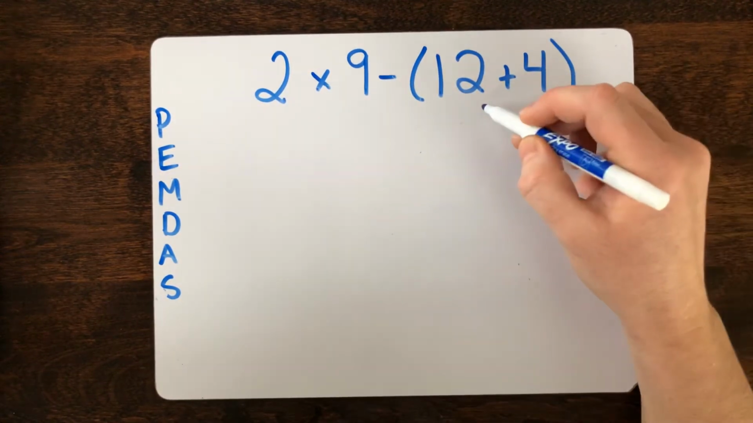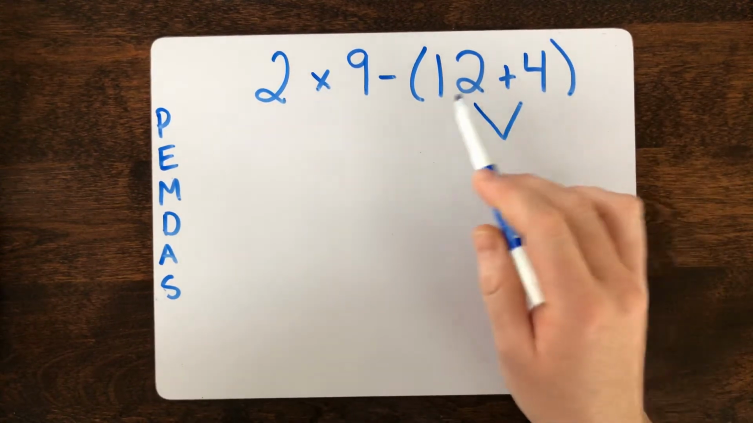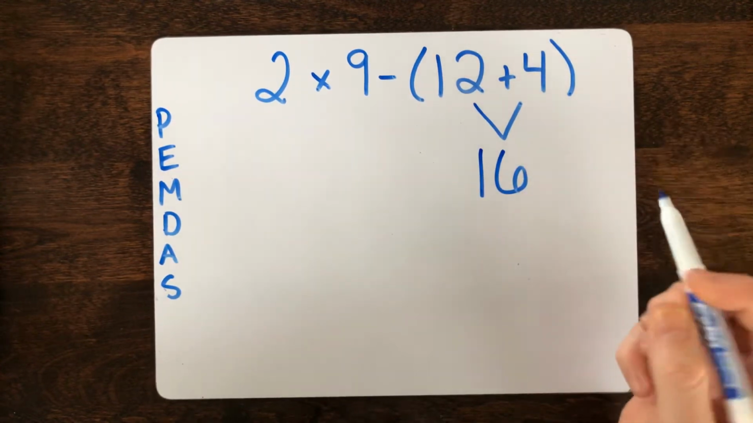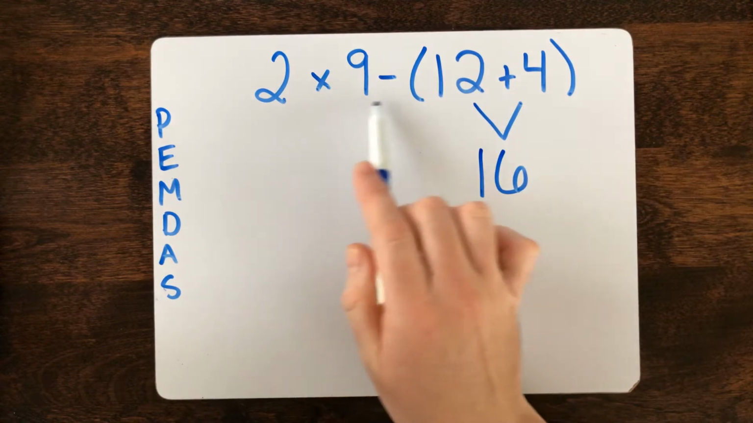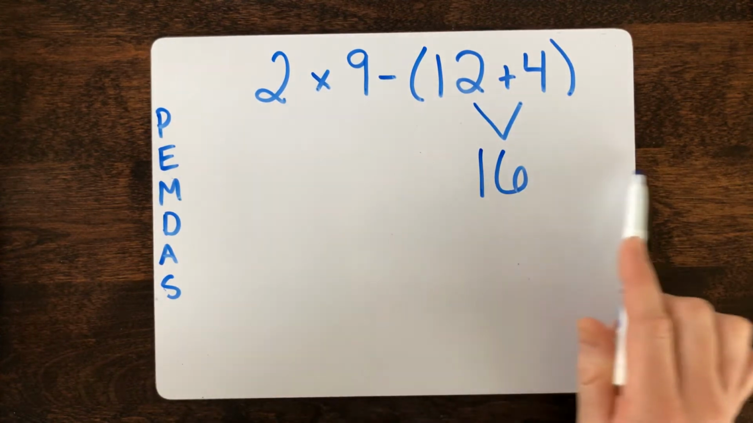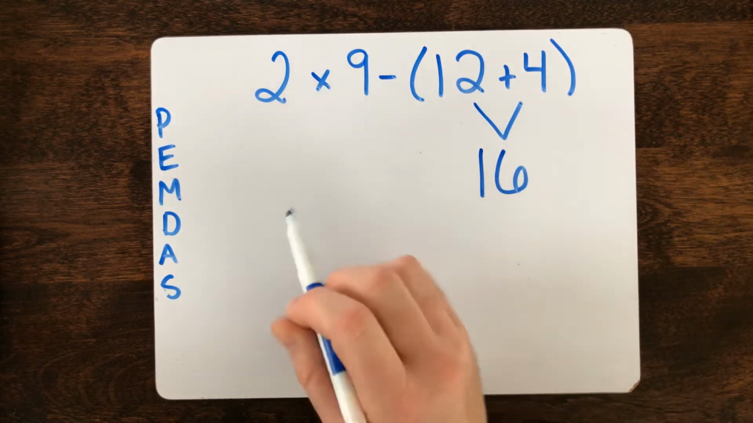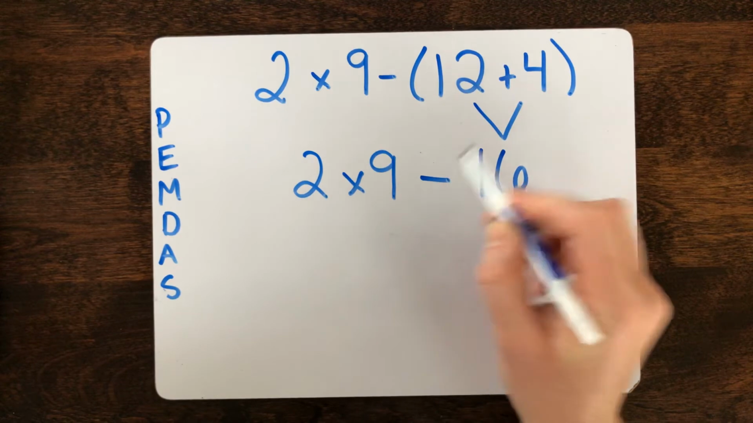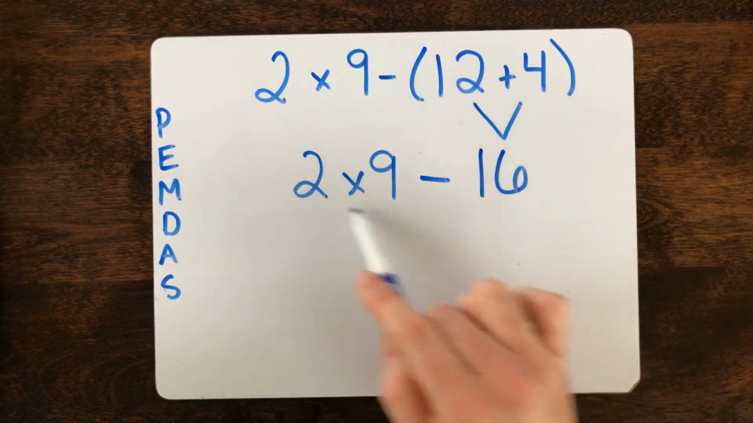And how I like to do it, again, I did this yesterday, I draw a little caret. So my answer is 12 plus 4. Well, that's 16. Now, I'm going to let you know right now, I said this yesterday, please write the whole entire expression that you have now. So the remaining expression that we haven't done yet is 2 times 9 minus, and then we just said 12 plus 4 is 16. So now we're left with this.